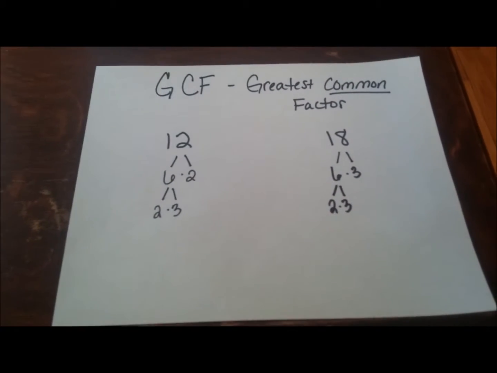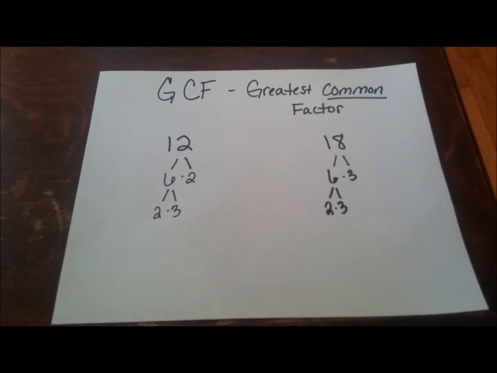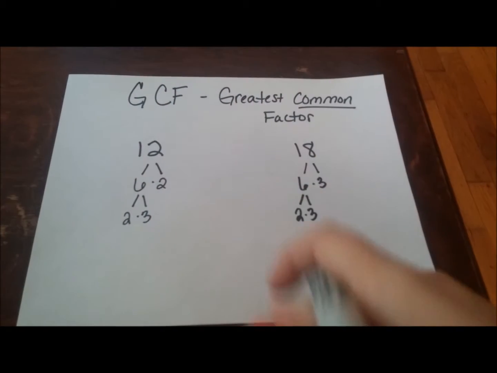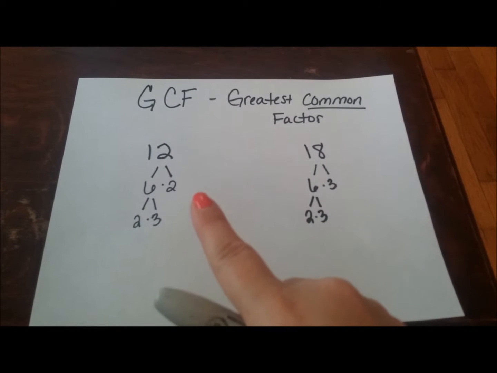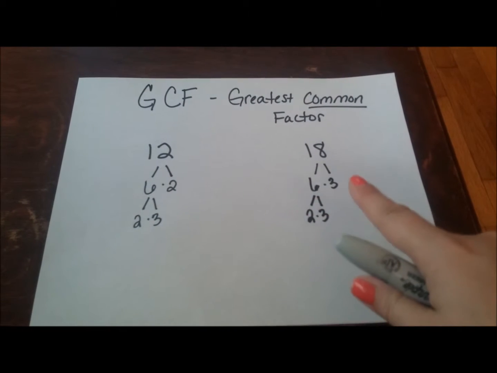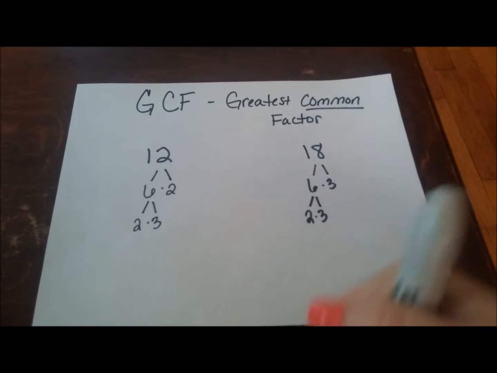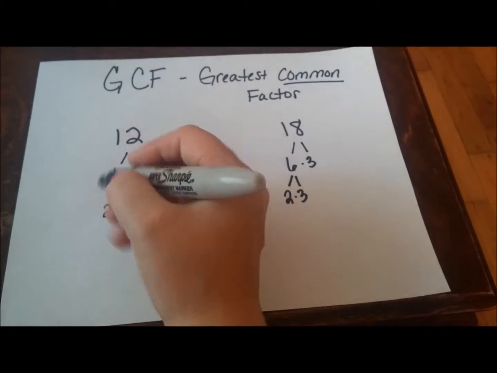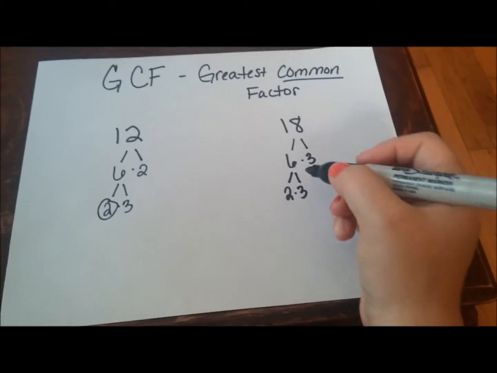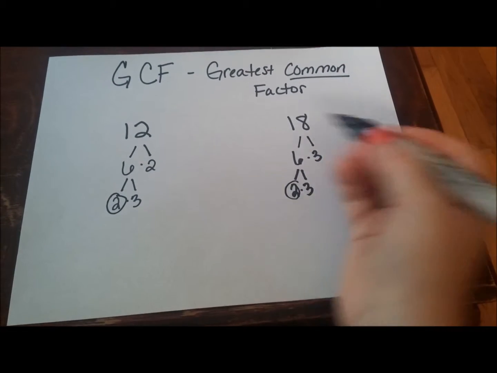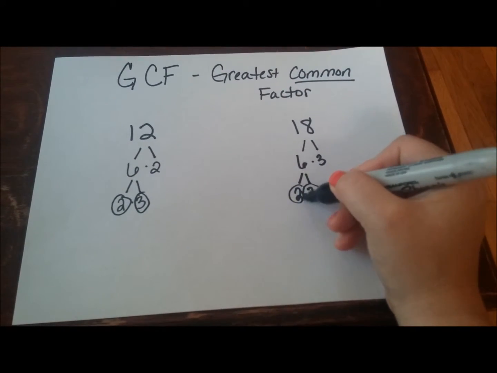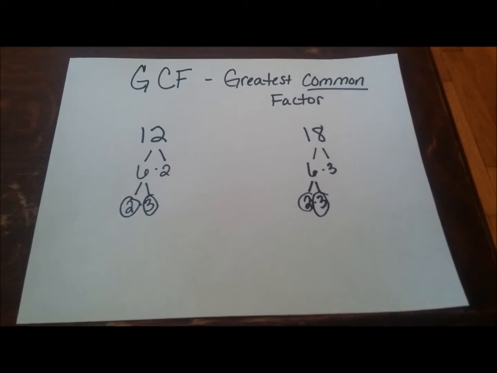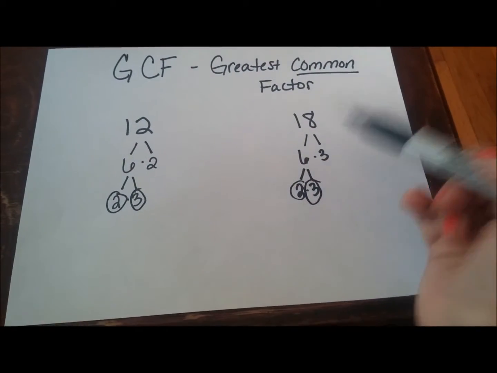Okay, so now I need to find all the common factors between the two trees. I'm going to go through here and see what this tree has as a prime factor, and does it match one over here? If it does, I'm going to circle it. So I have a 2 over here, and I have a 2 over here. I have a 3 under my 12, and I have a 3 under my 18.